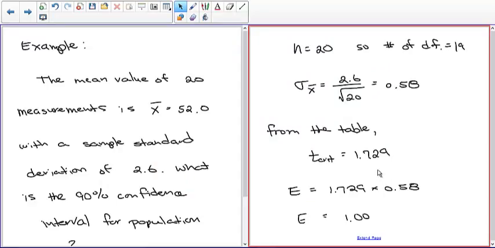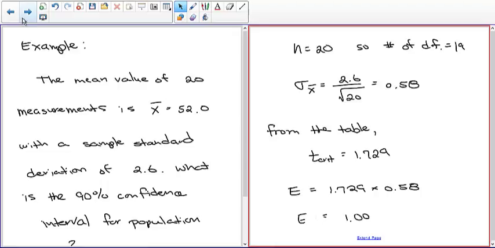So based on the confidence level and the number of degrees of freedom, we get 1.729. So we take the critical t-score times the standard deviation of the sample means, and you multiply these two numbers together, and it just turned out to be 1. I didn't plan it that way. So that's the margin of error.